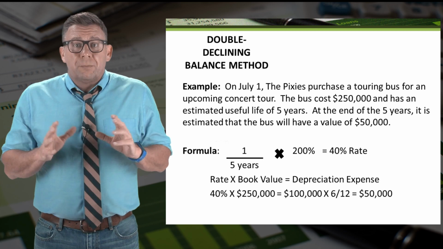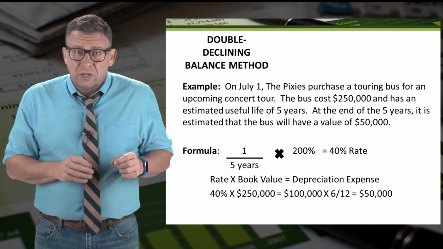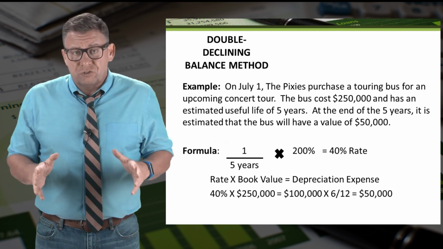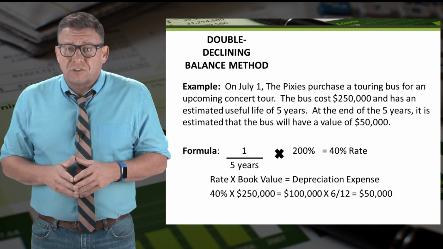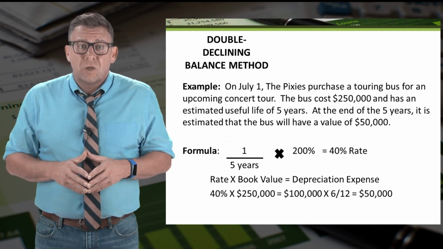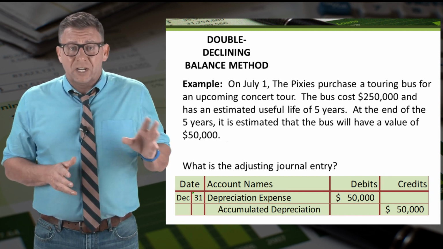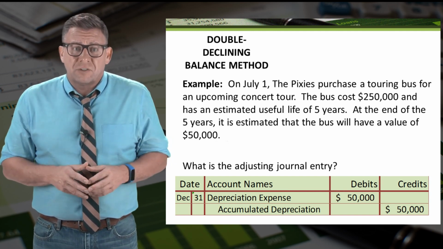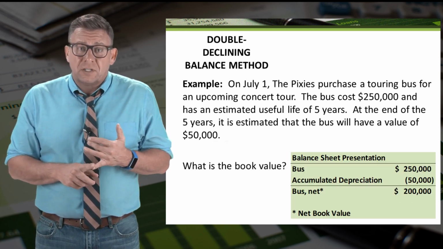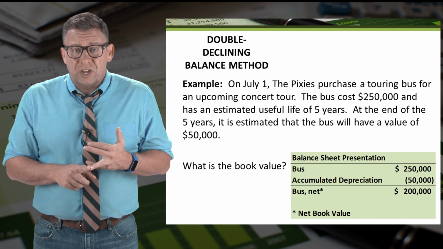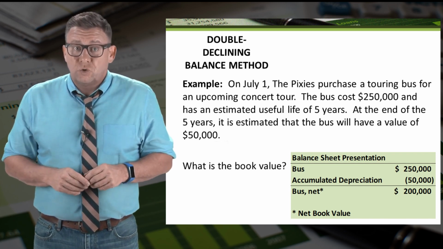Except the Pixies didn't have the bus for a full year. They had it for half a year. So let's multiply the annual depreciation of $100,000 by 6/12 to get $50,000 for year one. We can record the adjusting entry by debiting depreciation expense and crediting accumulated depreciation for $50,000. Finally, the book value is the cost of $250,000 minus the accumulated depreciation of $50,000, which gives us a net book value of $200,000.